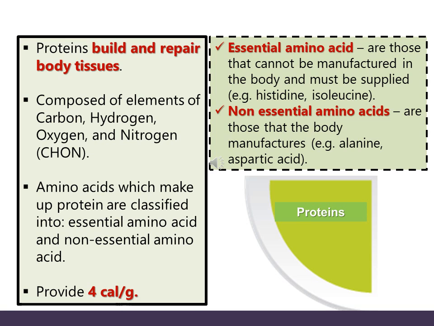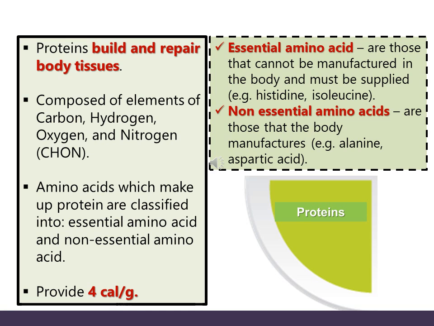When we say essential amino acids, these are amino acids that cannot be manufactured in the body. Again, these are amino acids which cannot be manufactured in the body and must be supplied. Since our body cannot manufacture essential amino acids, it is very important that our diet contains them. What are examples of essential amino acids? We have histidine and isoleucine, and these are present in food or supplements.